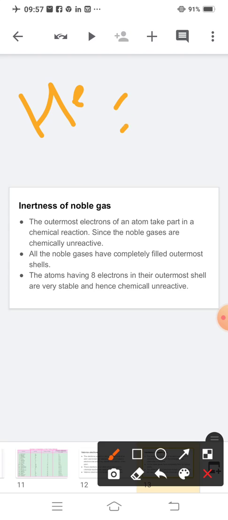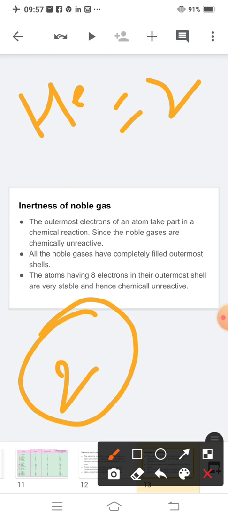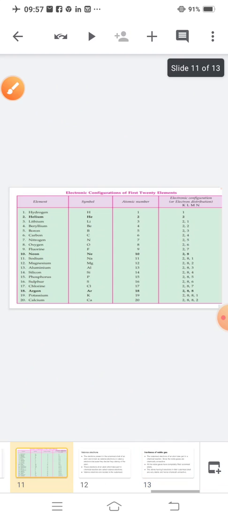Atomic number of helium is 2. Clear? So how will you write the electronic configuration? It is 2. And in the first shell how many electrons can come? Only 2. So it will neither gain nor lose, so it is unreactive. Is this clear? So it is a noble gas. Clear? Now take another example.